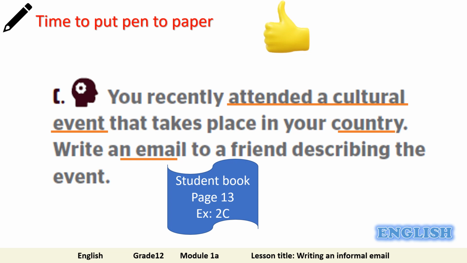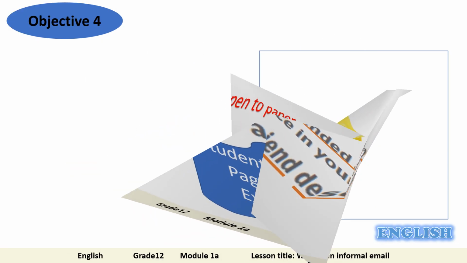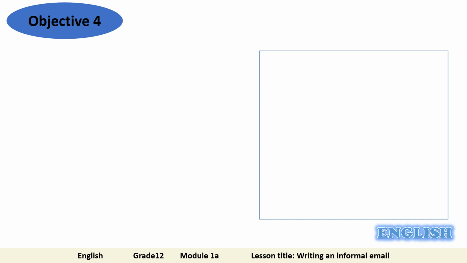Who are you writing to? Crystal clear. A friend. And as long as we're writing to a friend, we're writing informally. What exactly is your email about? What is the topic of your email? Why are you sending this email? I'm sending this email to describe the event I've just attended. Let's start writing.